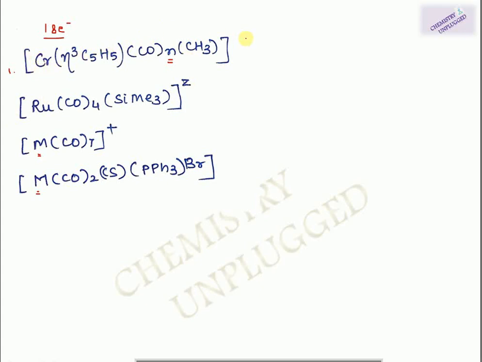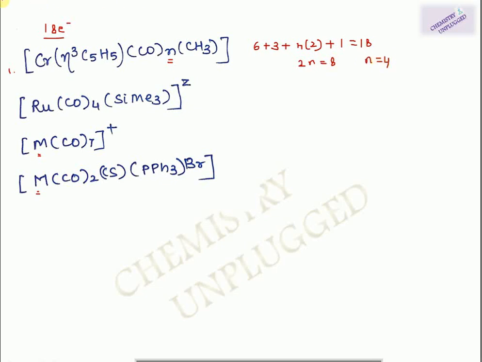First, chromium has 6 electrons in its valence shell. Eta 3 C5H5 means it is providing 3 electrons. CO will provide 2 electrons, and here we have n CO, so we can write it like this. And CH3 will provide 1 electron, and it is following the 18 electron rule. So first we will count this. 2n is equal to 8, so n will become 4.